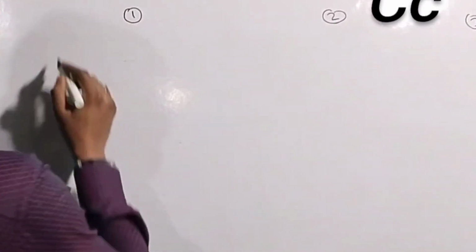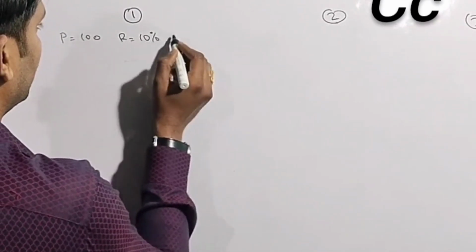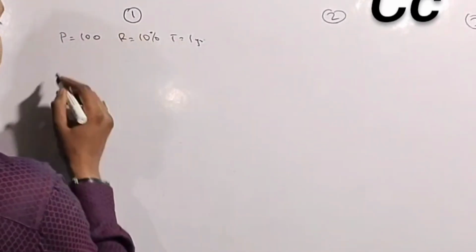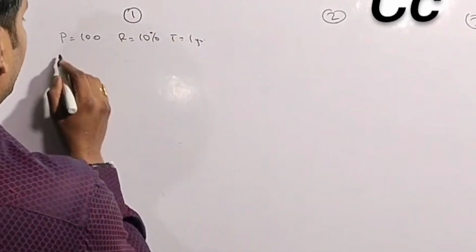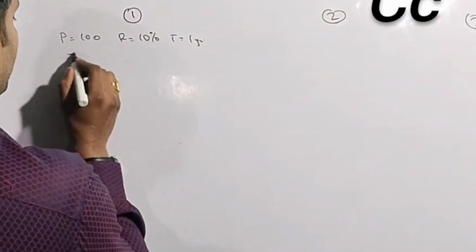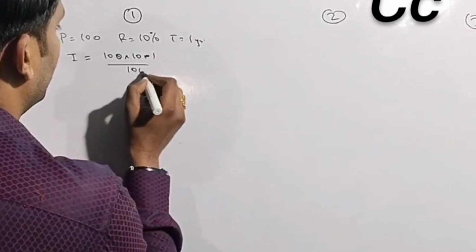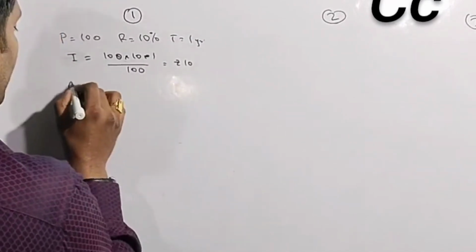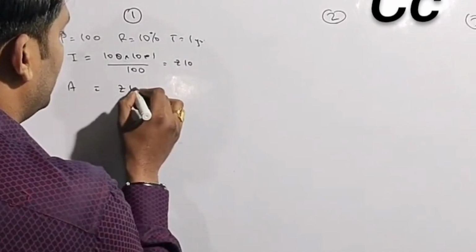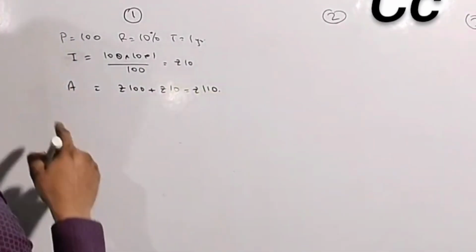For example, the principal is 100 rupees, rate is 10%, time is 1 year. You need to find out the compound interest for 2 years. So you know the process, you know the drill. First you have to find out the interest. Interest is equal to P into T into R by 100, so rupees 10. So the amount for the first year will be rupees 100 plus rupees 10, so it will be 110.